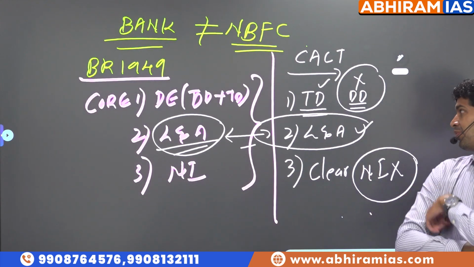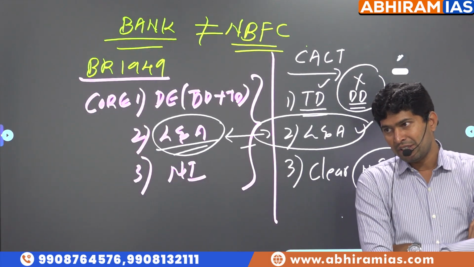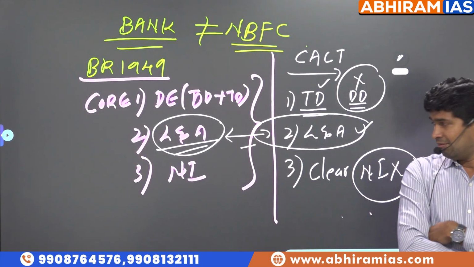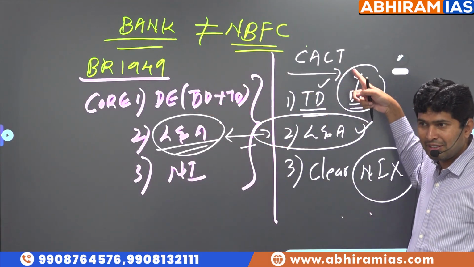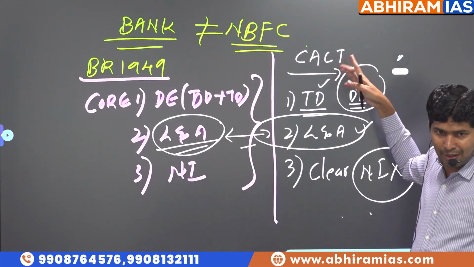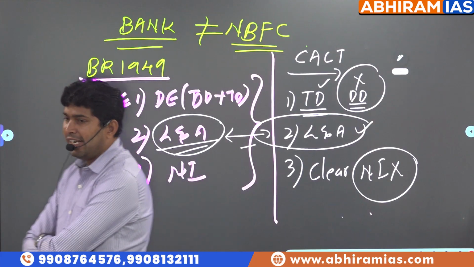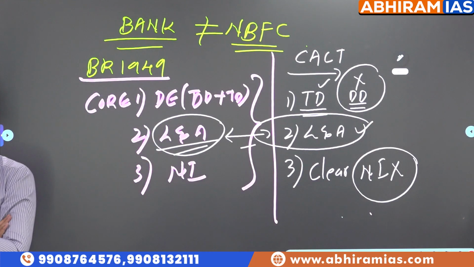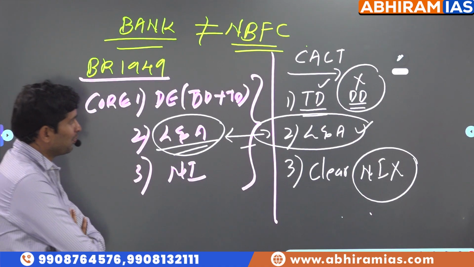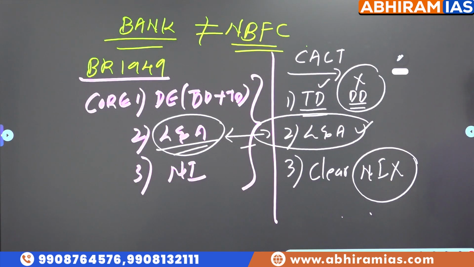One more. Term deposits are accepted by both bank as well as NBFC, because definition itself says term deposits are accepted by both bank as well as NBFC. Up to this okay? Negotiable instruments clearing is done by only banks but not NBFCs. So there is a fundamental difference of banks and NBFC. Now let me simplify. ATM cards are issued by both banks as well as NBFCs.